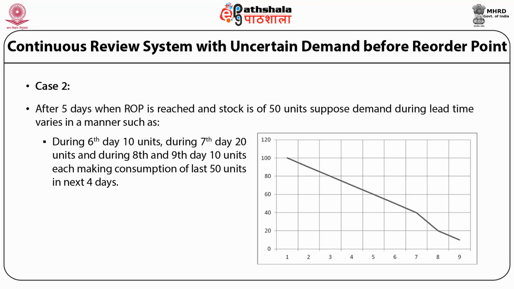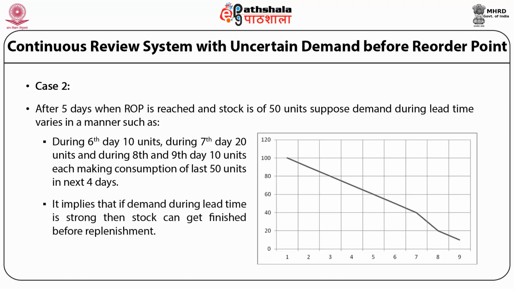Thus, in the first 5 days, 10 units daily have been consumed at a constant rate, and the rest of the 50 units are consumed in the next 4 days, as shown in the figure. It implies that if demand during lead time is strong, then stock can get finished before replenishment. This situation is termed as out of stock.